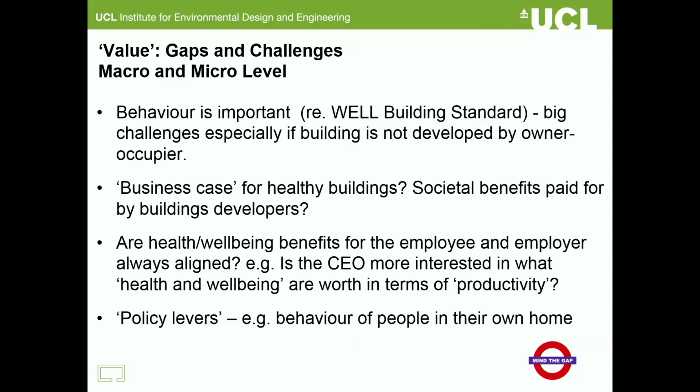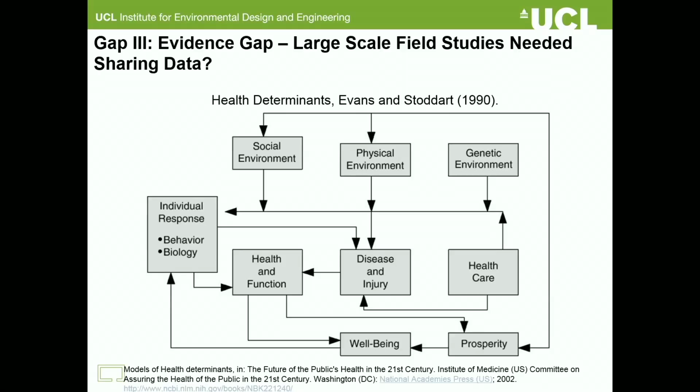The policy levers are also another gap. For example, in England, there is no one government department or agency responsible for health and well-being in the indoor environment. And there is also a certain reluctance to try and change the behavior of people in the home. The evidence gap is something I can't talk about at length, but let's remind ourselves that health outcomes are affected by all sorts of aspects: genetic factors, physical and social environments, behavior, and so on. So the amount of data needed to prove an effect is quite vast.